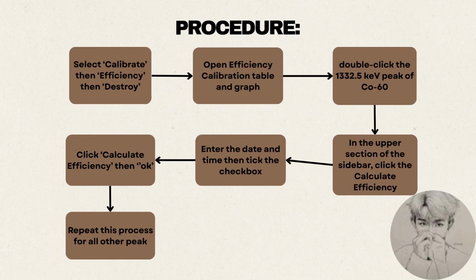For the procedure, first we need to select calibrate and then efficiency, and then we need to destroy. And then we need to open the efficiency calibration table and graph. Then we need to double click the 1332.5 keV peak of Co-60, and then in the upper section of the sidebar, click calculate efficiency, and then enter the date and time, then tick the checkbox, and then we need to click calculate efficiency, then OK. And then we need to repeat this process for all other peaks.